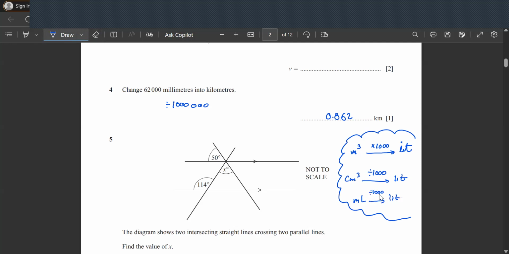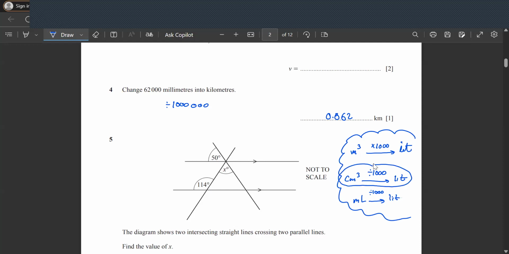Look here, from anything to the bigger thing, divide by 1000. Like from millimeter to meter, divide by 1000. From milligram to gram, divide by 1000. From milliliter to liter, divide by 1000. Don't forget this because it is important and comes a lot in the exam.